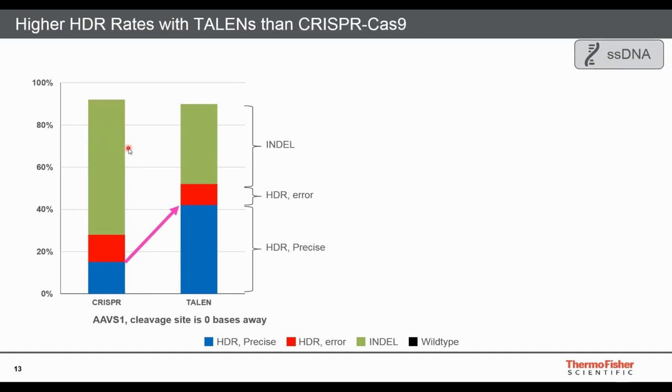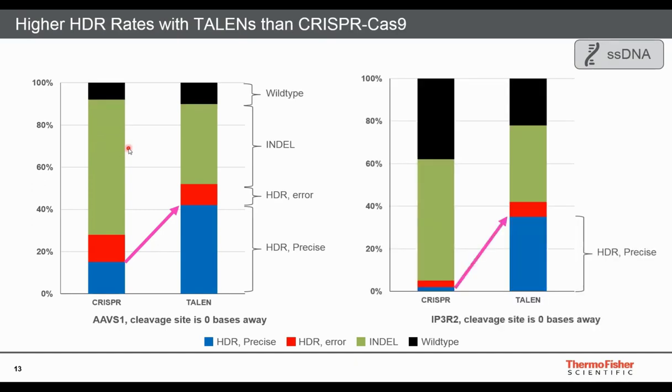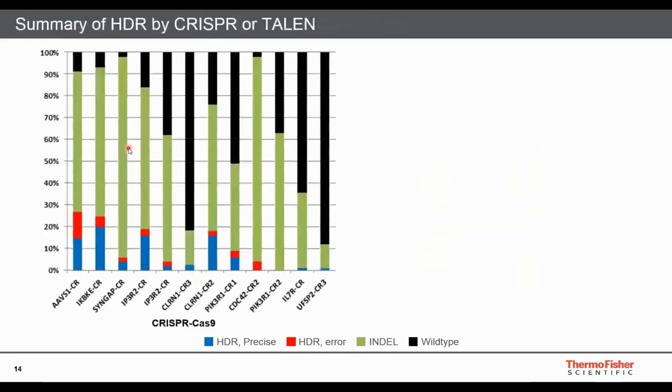And again here, our guide RNA is working pretty well. Actually, both of these tools are cleaving at about 90% at this loci, but we get a higher fraction of precise HDR with TALENs than we do with CRISPR. And if we look at other loci as well, like IP3R2, and we do the same kind of design, we see that TALENs will outperform CRISPR in terms of the total precise, or the fraction of precise HDR in these cell populations after editing.